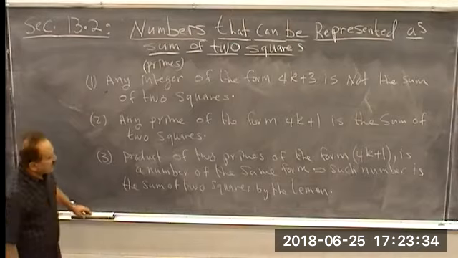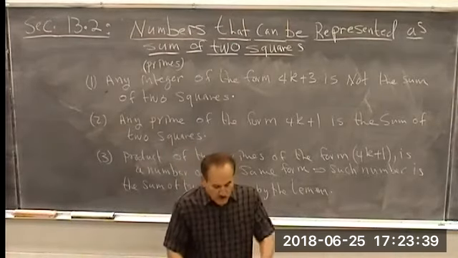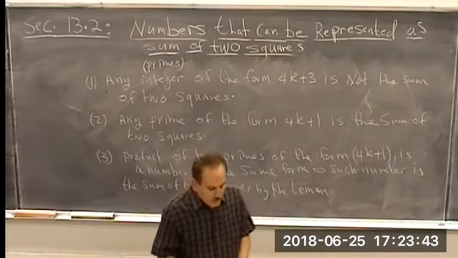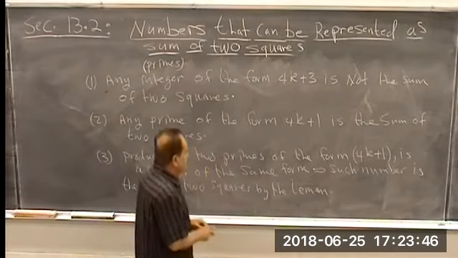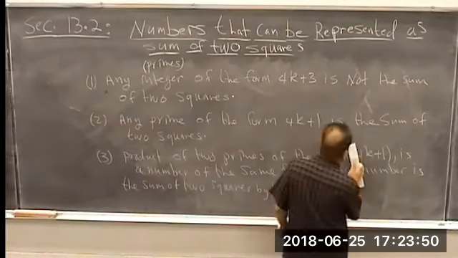How about if I take two primes of the form 4k plus 3? Okay, so the product of two primes of the form 4k plus 3.